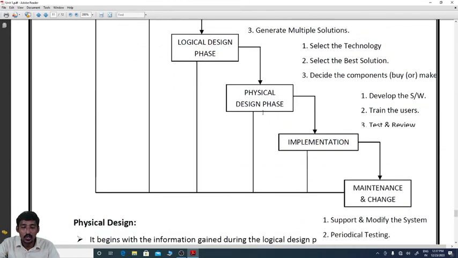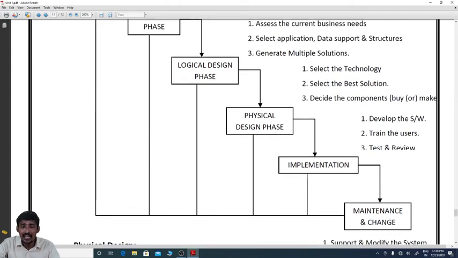The next one is called the physical design phase. In the physical design phase, we have multiple decisions, so we identify which technology you are going to implement, that is, the platform. Next, from the multiple sets of solutions, we identify the best solution, and from that you decide whether you are going to build it on your own or buy something in order to implement this methodology.